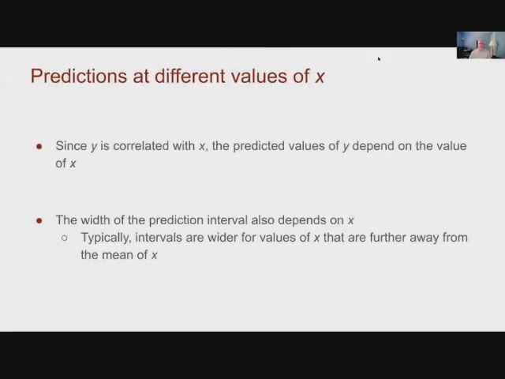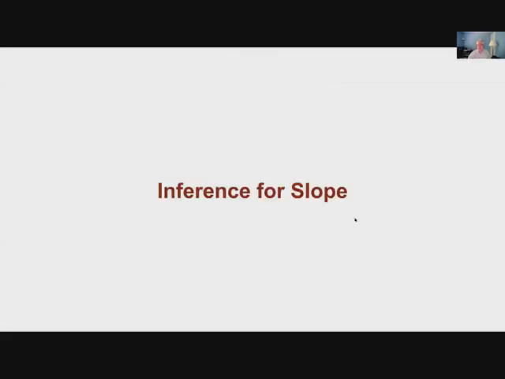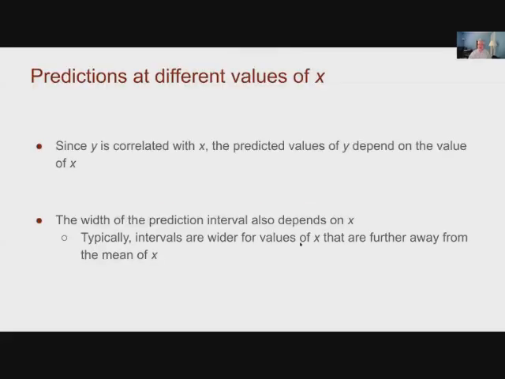So now we can have predictions. And since y is correlated with x, the predicted values depend on the value of x, right? That makes sense. The width of the prediction, so the confidence interval, the range of our prediction, also depends on x. And what's interesting about this, because if we think about what we did, we generated new scatter plots, we generated new regression lines, and you can actually look at all of the different regression lines.